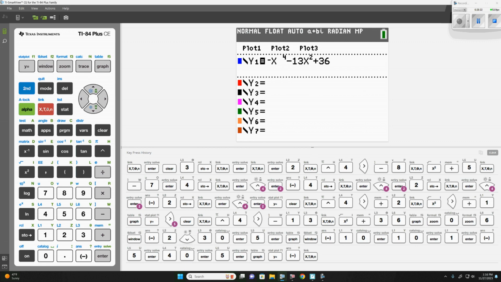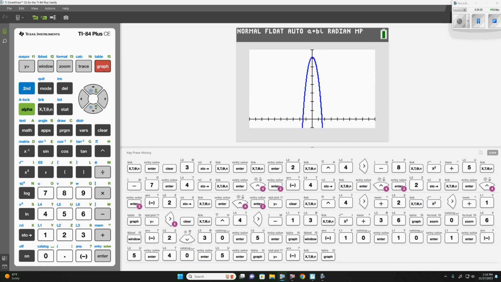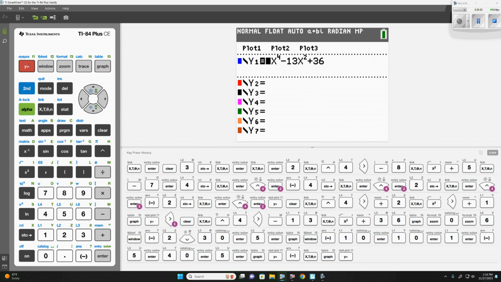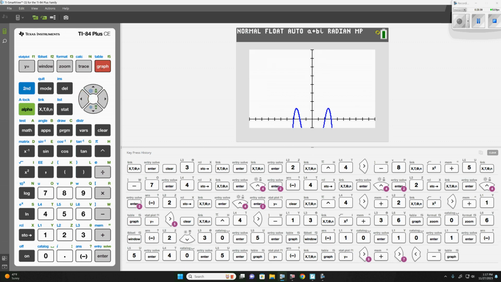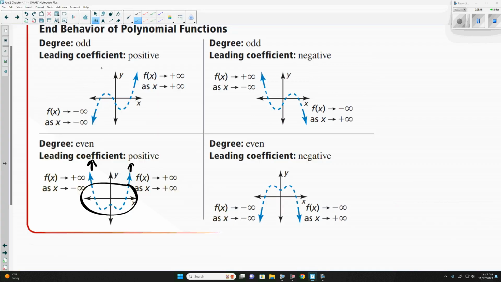If the leading coefficient is negative, we can see the graph is now going down. Well, to get the same shape, plus, minus, so we have this here, and it's now going down. Now, the big thing with this is that the degree was even, and the leading coefficient was positive when it was going up, and negative when it was going down.